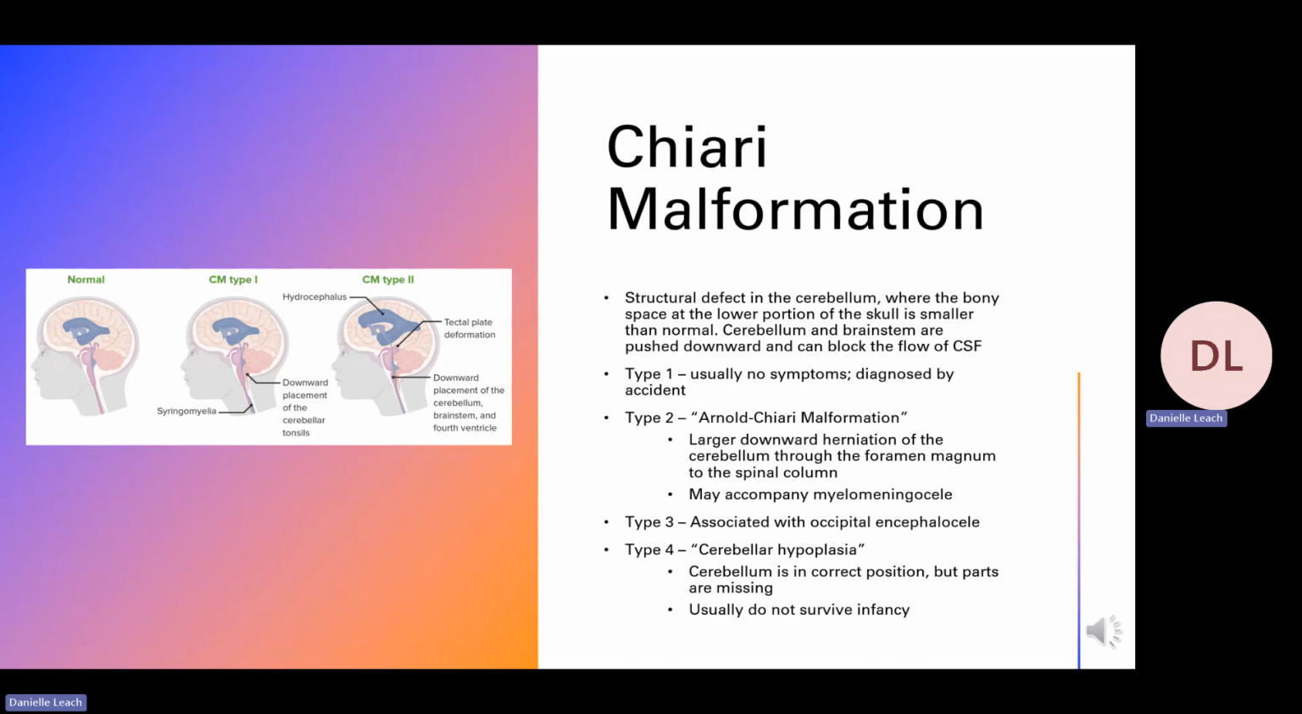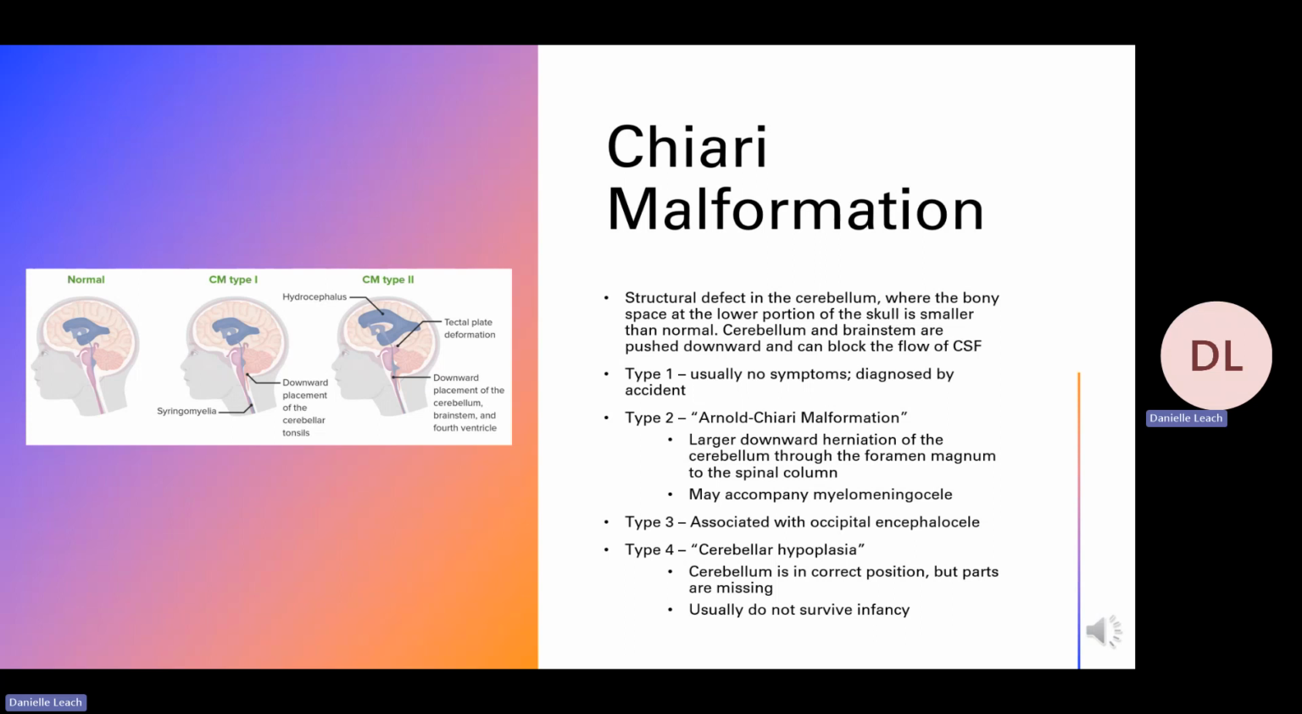Type 2 is also called Arnold-Chiari malformation. This one, there is a larger downward herniation of the cerebellum through the foramen magnum, which is in the bottom of the skull, into the spinal column. So if this person were to have an MRI, they would basically show herniation of the cerebellum down into the spinal column. This one actually frequently accompanies myelomeningocele. So sometimes if you have a baby born with a myelomeningocele, they'll have an MRI, and it'll also show that they have Chiari malformation type 2.